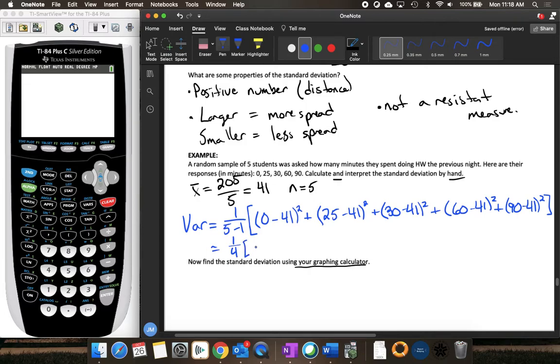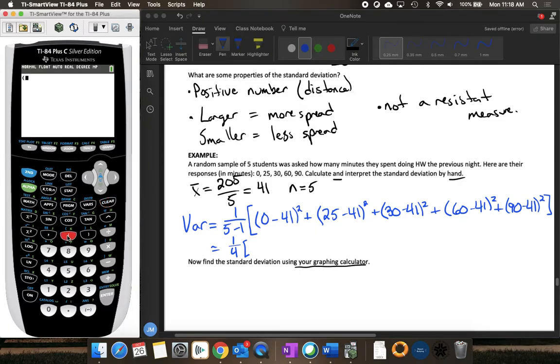Let's go ahead and type that in. So we'll start with our parentheses, 0 minus 41 and square it, plus our next one was 25 minus 41 and square it, plus 30 minus 41 and square it, plus 60 minus 41 and square it, plus 90 minus 41 and square it.